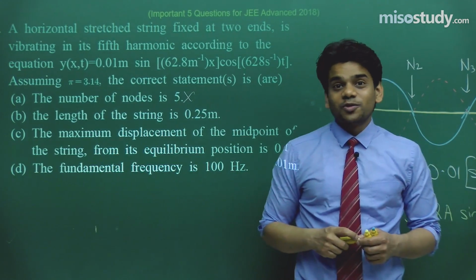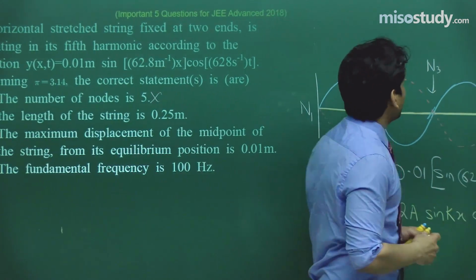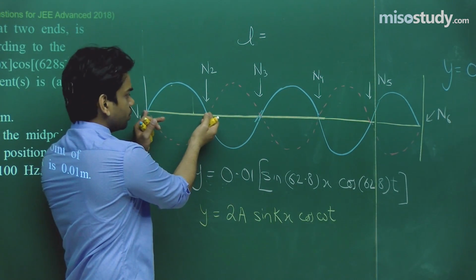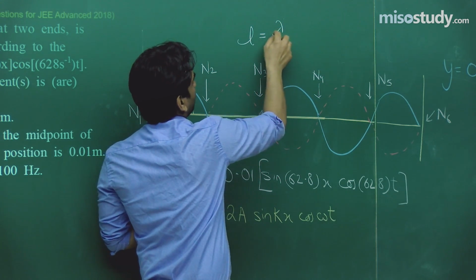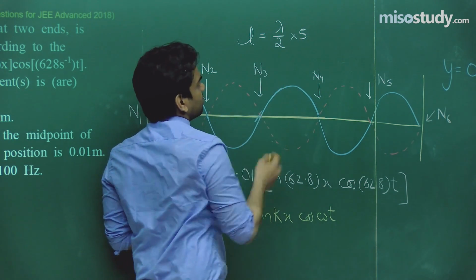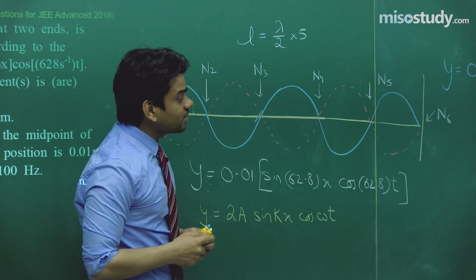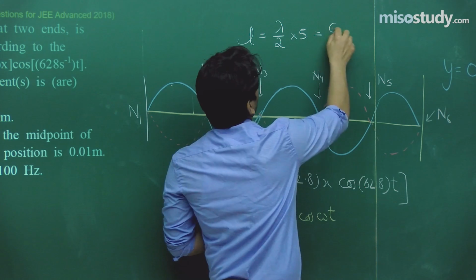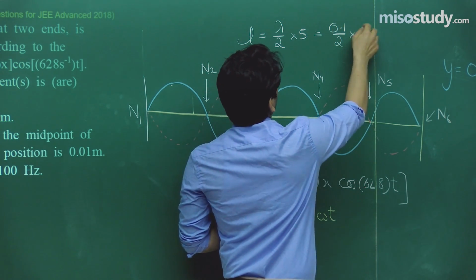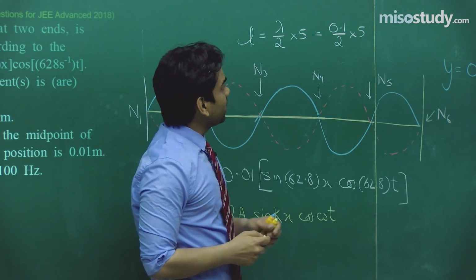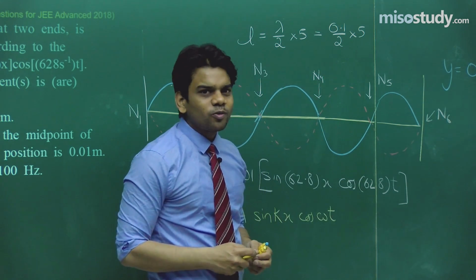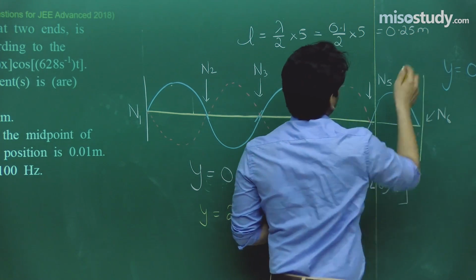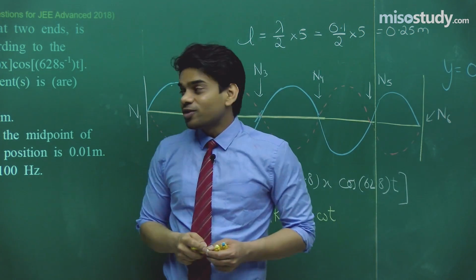The length of the string is 0.25. We need to find out the length of the string. Now, the length of the string will be equal to, now this length is lambda by 2. You must remember this length is lambda by 2. So lambda by 2 multiplied by 5 we can easily write down. Lambda is actually equal to 1 by 10 meter, which means 0.1. So 0.1 by 2 multiplied by 5, so we have 5 by 2 as 2.5, 2.5 into 0.1 is 0.25 meter. So option B is correct. Length of the string is 0.25 meter.